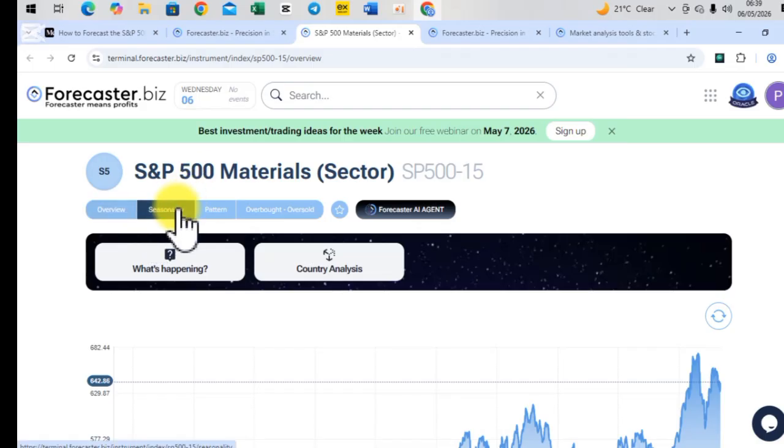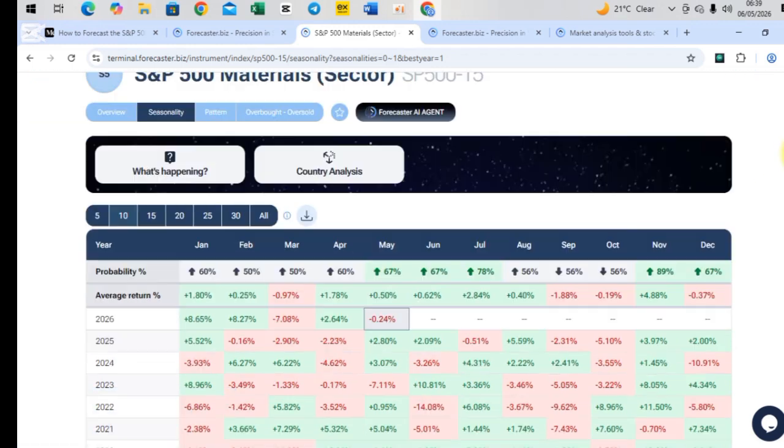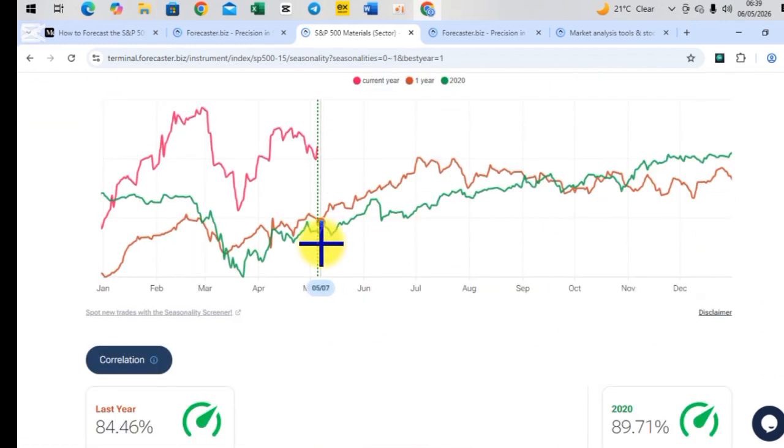For example, the seasonality, how it correlates with the past. For example, here it is showing it is likely to be rallying from May. Are you seeing this is a good analysis? It is telling us the price action is likely to be bullish, because in the past it has been bullish, and you can see the percentage it is correlating, 84.46, as far as the price action of last year is concerned.